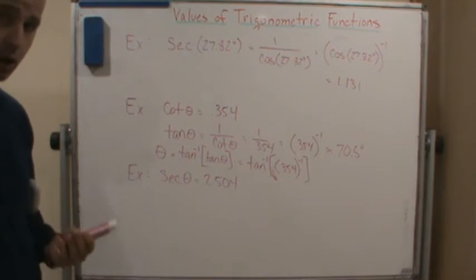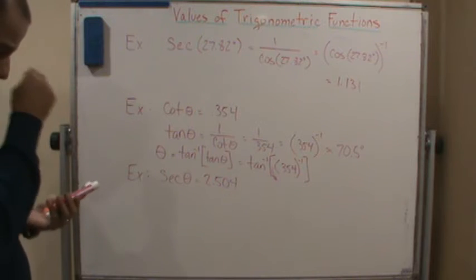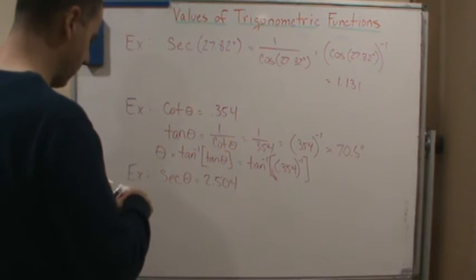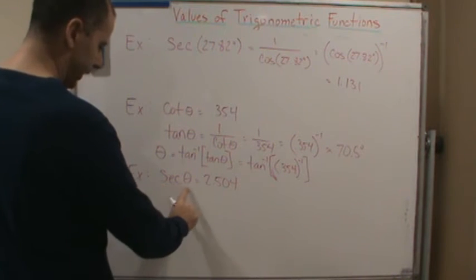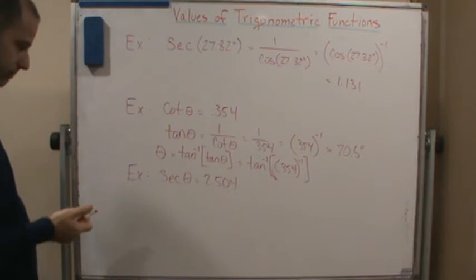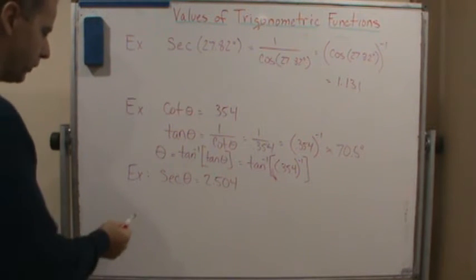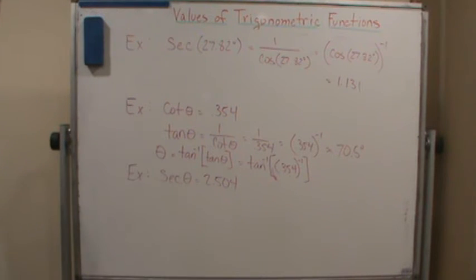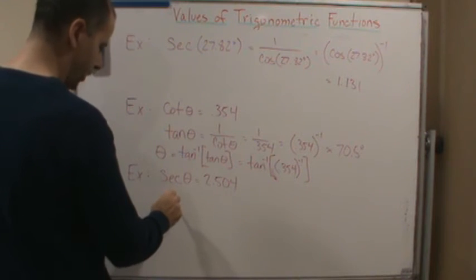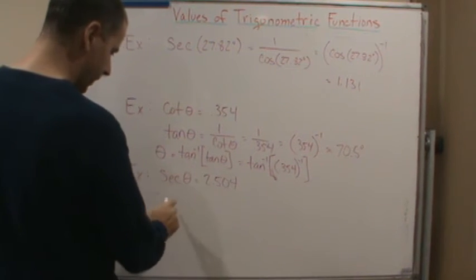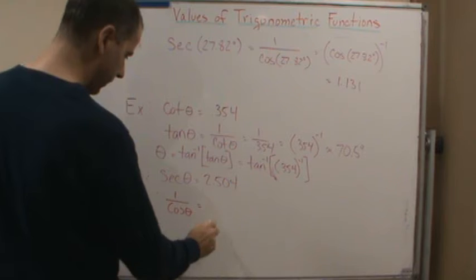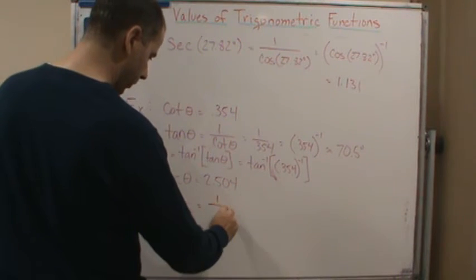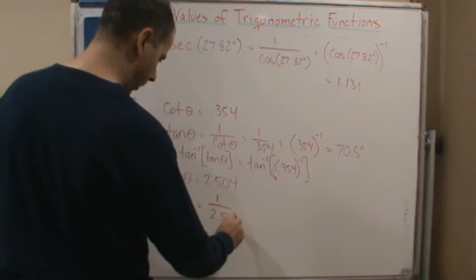But is there a way we could do this all in one step? The answer is yes. Because again, we can take this and say, what is secant? Well, secant is 1 over cosine. Because we don't have inverse secant here on our calculator. So let's see if we can get it into a form where we can have an inverse function. So we know that secant theta is the same as 1 over cosine theta, which is equal to 1 over 2.504. Okay?